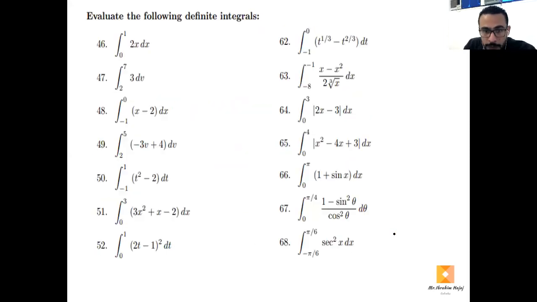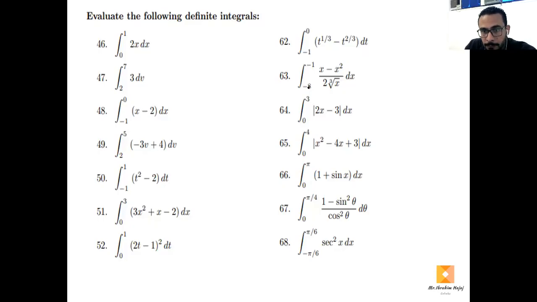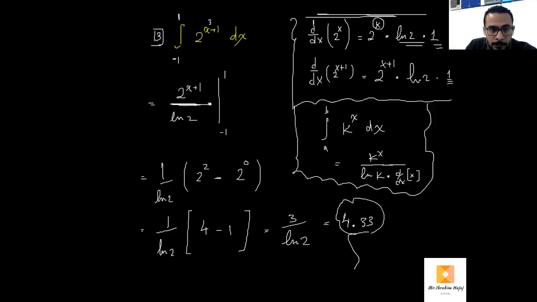Let's move back to the questions. The next slide has a lot of questions: 46, 47, and 48, 49, 50 are so easy, 51, 52, and also 62. Let's start from 63, which is the antiderivative from -8 to -1. Let's take the hard questions only, or the ones that have an idea, which is x minus x squared over 2 cubic root of x.